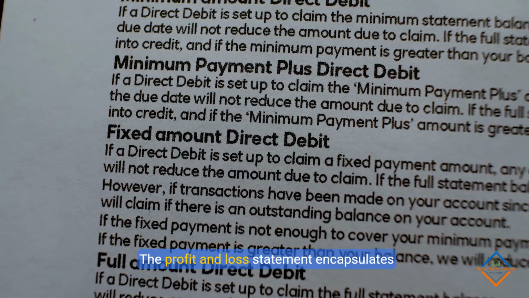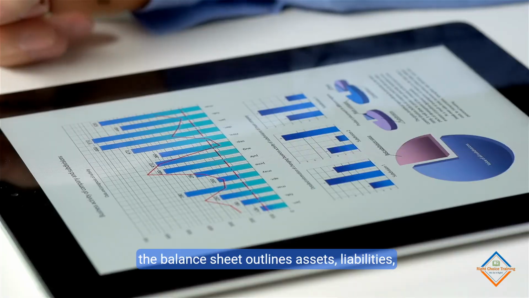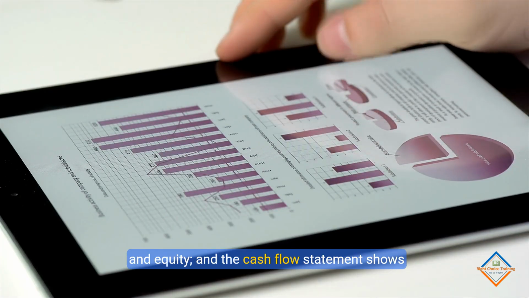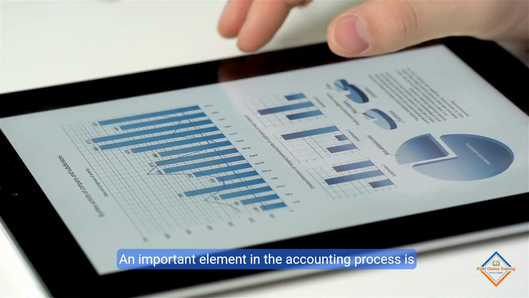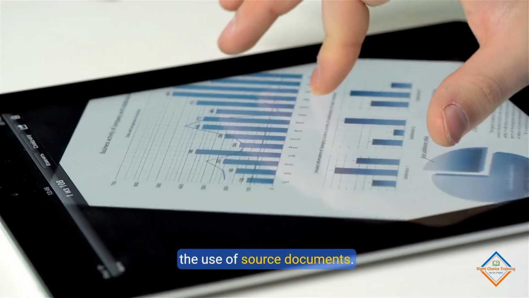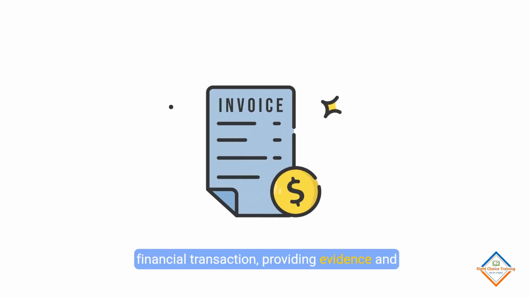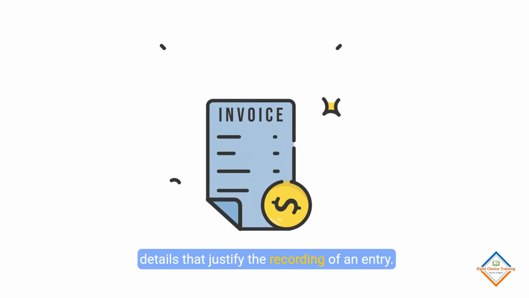These statements include the profit and loss account, the balance sheet, and the cash flow statement, each serving a unique purpose. The profit and loss statement encapsulates revenues and expenses. The balance sheet outlines assets, liabilities, and equity, and the cash flow statement shows the movement of cash in and out of the business. An important element in the accounting process is the use of source documents. These documents are the foundation of every financial transaction, providing evidence and details that justify the recording of an entry.